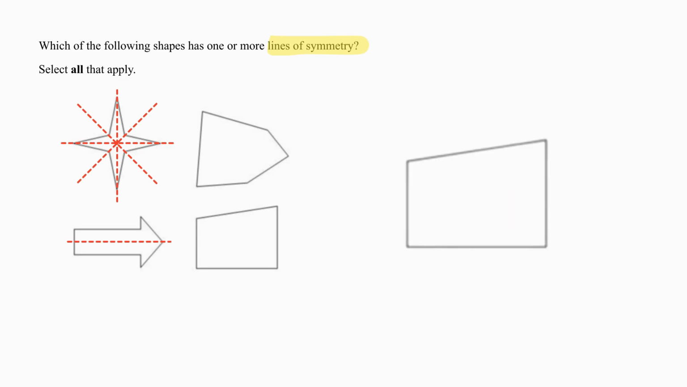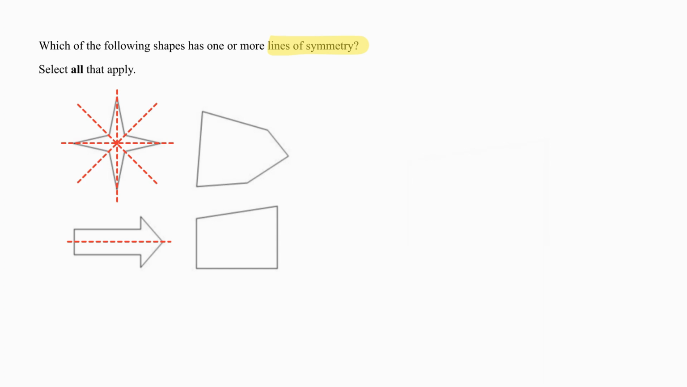Looking at the last shape, at first glance this looks like a rectangle, but look closer. The left side is shorter than the right side, and the top is slanted. Because the sides are different lengths and the angles aren't square, no matter where you try to fold it, the corners won't meet up. Therefore, this shape has no lines of symmetry.